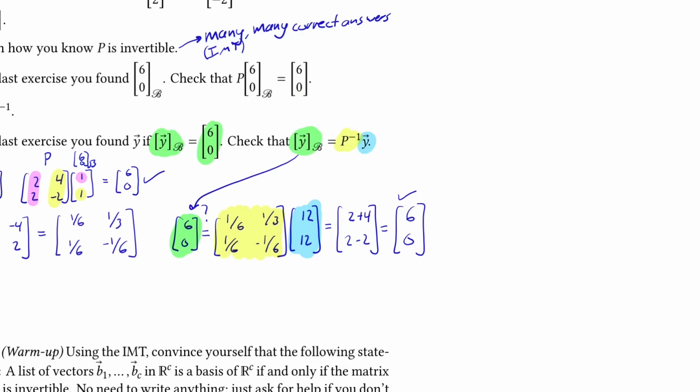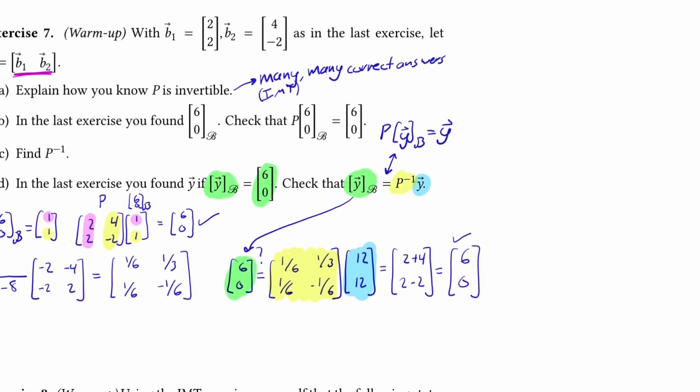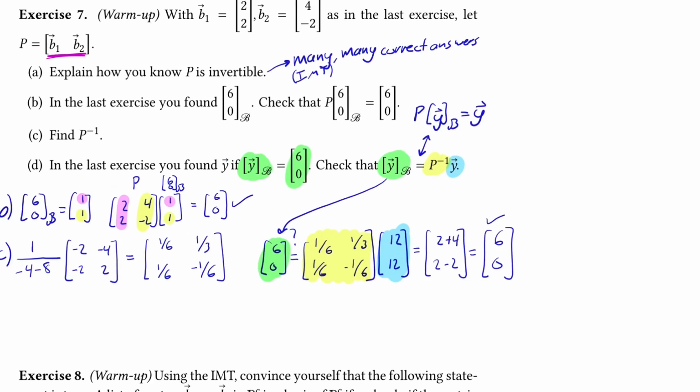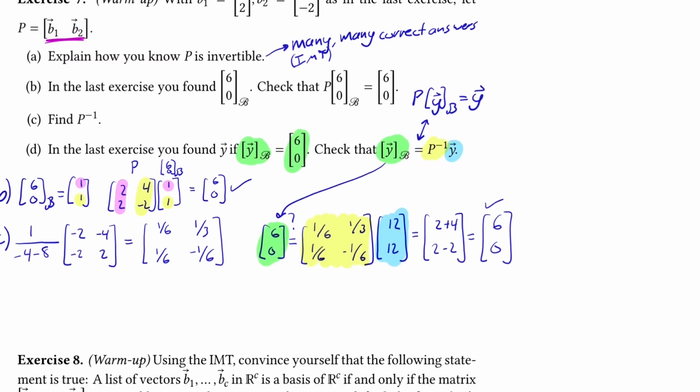Now, this equation here is basically saying the same thing as P times the B coordinates of y should equal y. We're just moving the P to the other side because we know it's invertible. You can multiply P inverse on both sides. And this equation here is basically just the definition of B coordinates, right? The B coordinates are the scalars that you multiply by the columns of P, which are basis vectors, to get your y vector as a result.